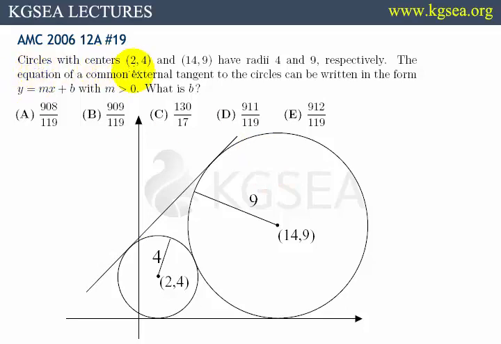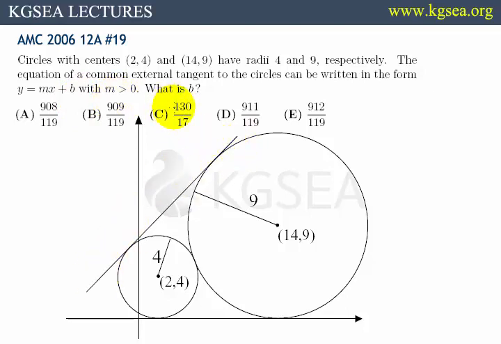Circles with centers (2, 4) and (14, 9), as you see, have radii 4 and 9, respectively. The equation of a common external tangent to the circles can be written in this form. Anything that is not a vertical line can be written in that form. With m being positive, obviously, it's slanting toward the right.